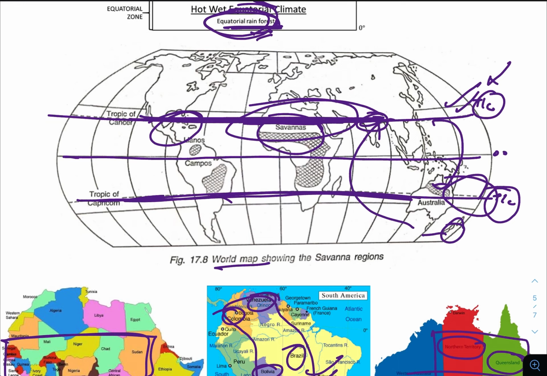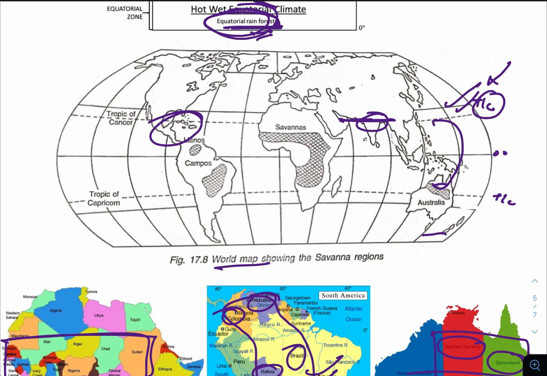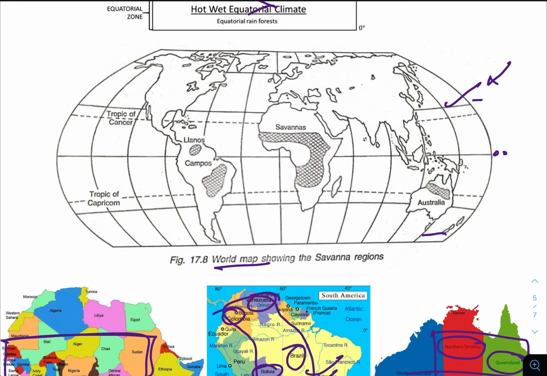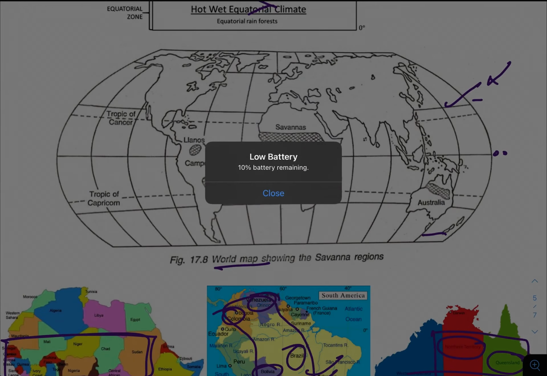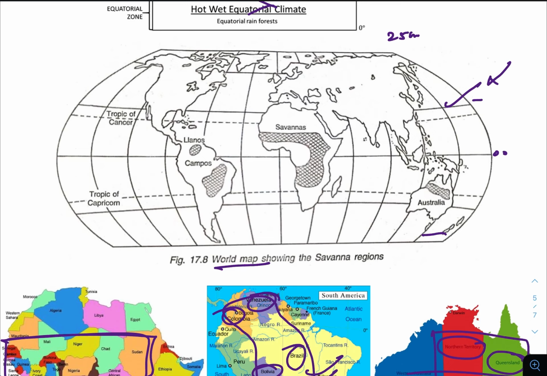Now again, the rainfall. What is the rainfall? Rainfall is about 25 centimeters to 150 centimeters.